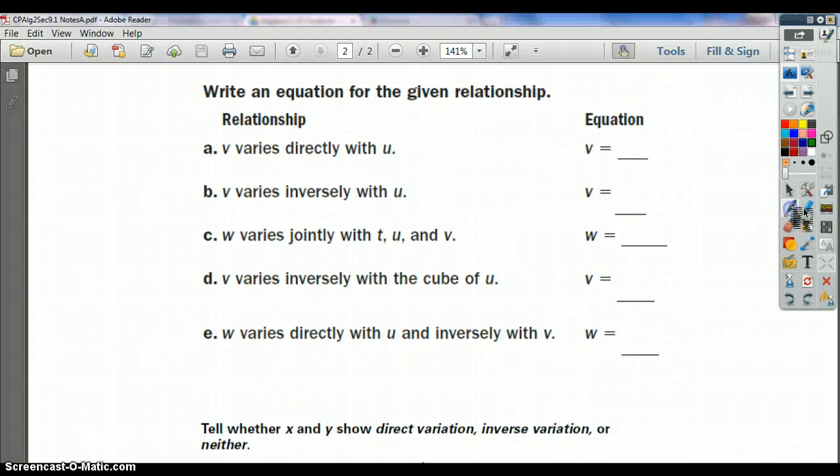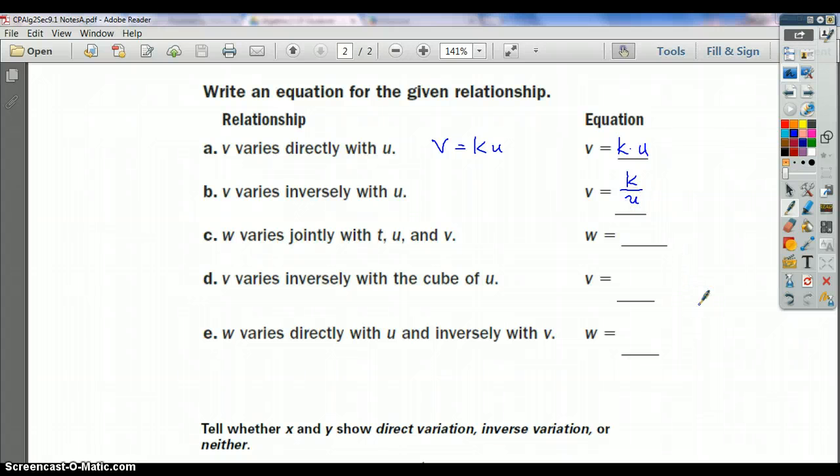Writing an equation for the given relationship. This looks something familiar with what you'll see on your test or quiz. V varies directly with U. So V equals KU. So K times U. Directly means it's on top. V varies inversely with U. So that means K divided by U.